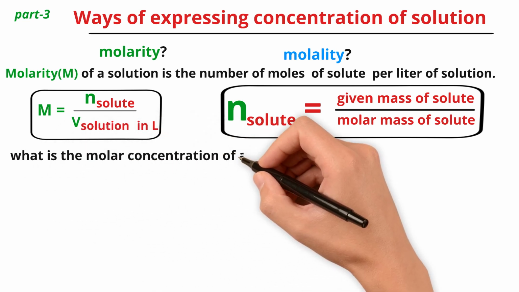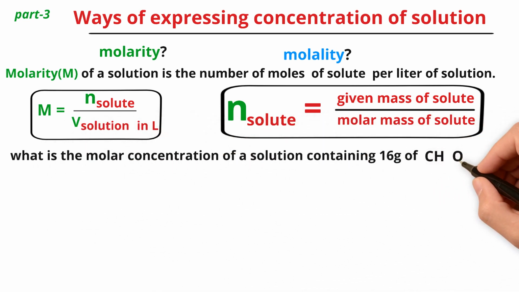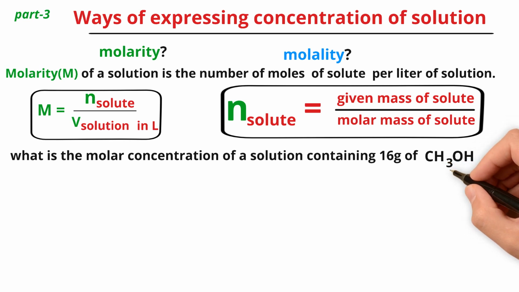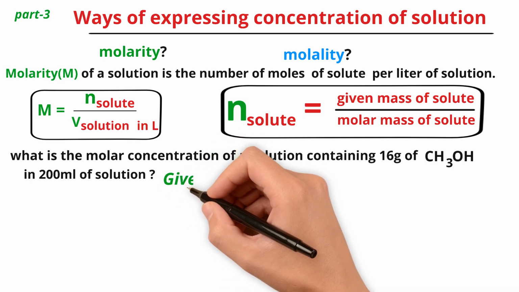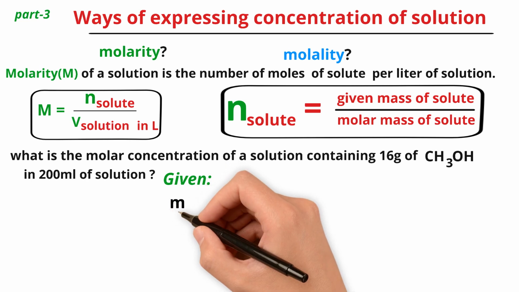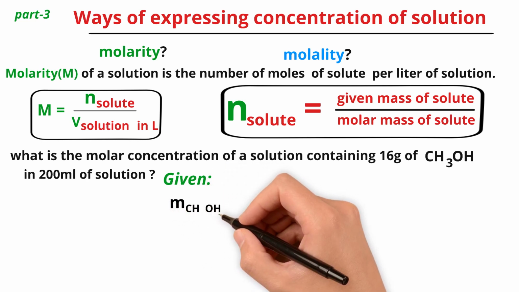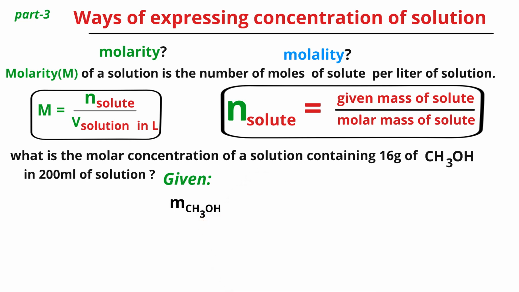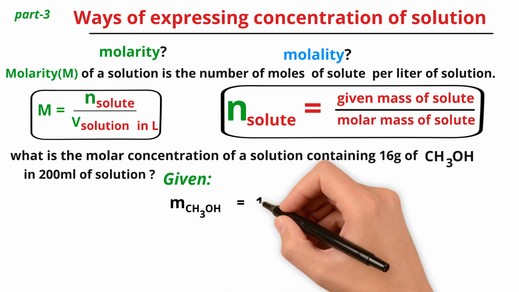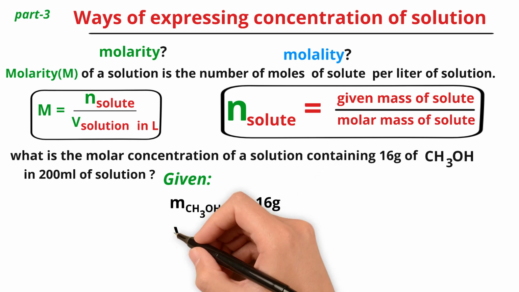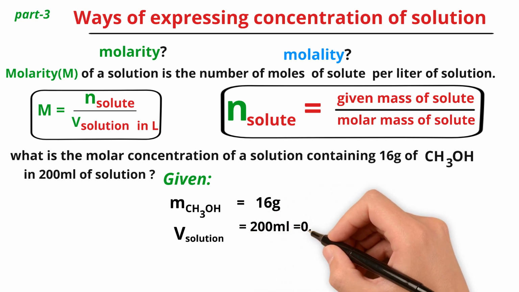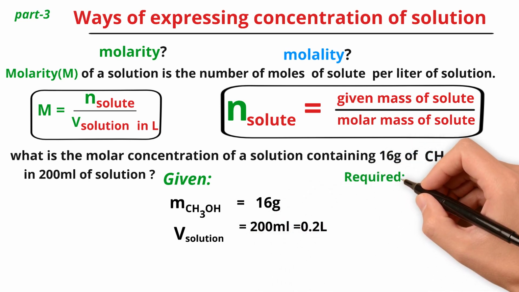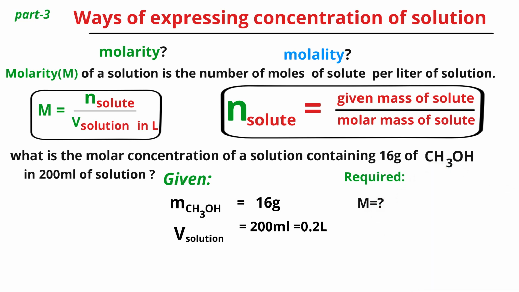For example, what is the molar concentration of a solution containing 16 grams of methanol in 200 ml of solution? Now let us consider the given quantity. The first given quantity here is the mass of methanol, which is equal to 16 grams. The second given quantity is volume of a solution, which is equal to 200 ml, again equal to 0.2 liter. Required: molarity of solution.